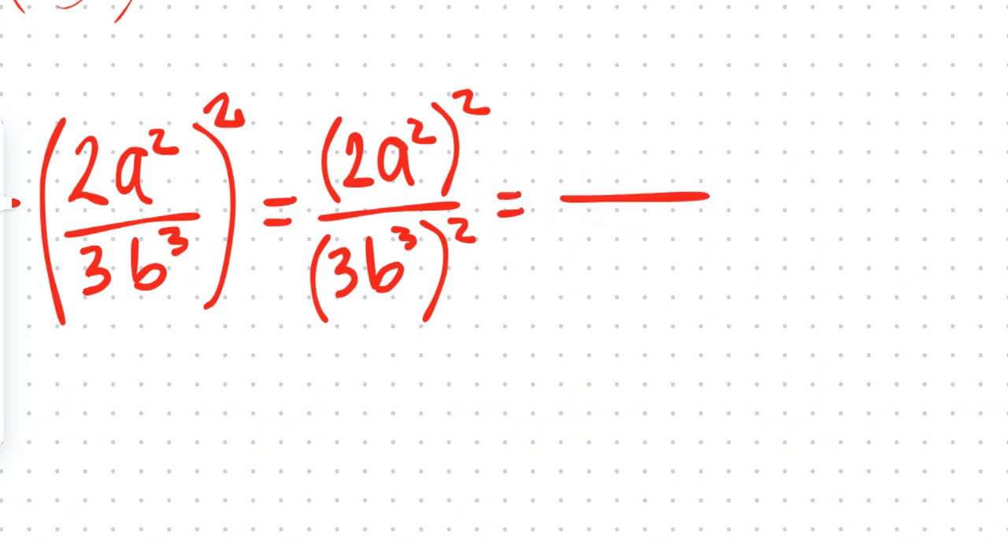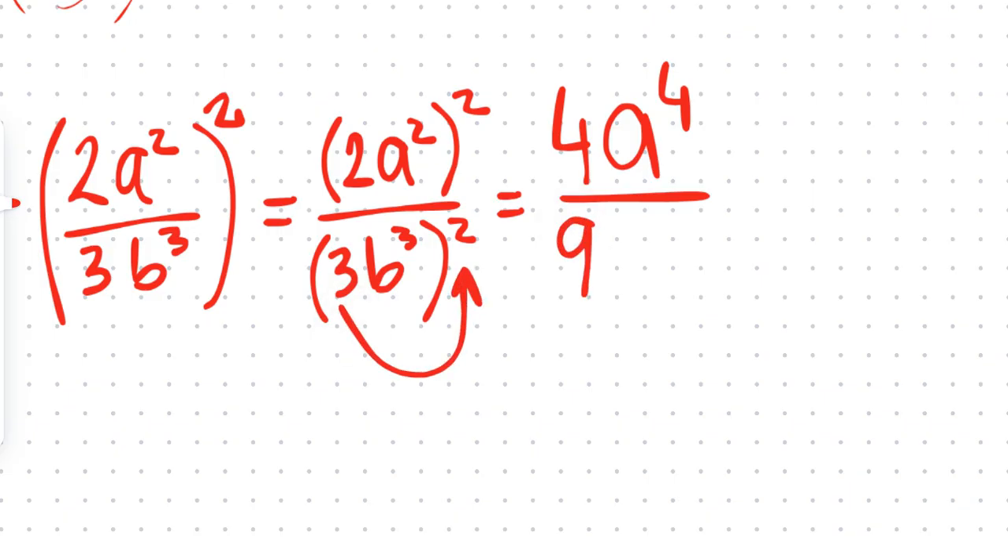In the numerator we have what? 2 to the power of 2? 4. A squared to the power of 2? A to the power of 4. And then our denominator, 3 to the power of 2? 9. B cubed to the power of 2? B to the power of 6. There is nothing we can simplify over here, so we can say that this is our final answer.